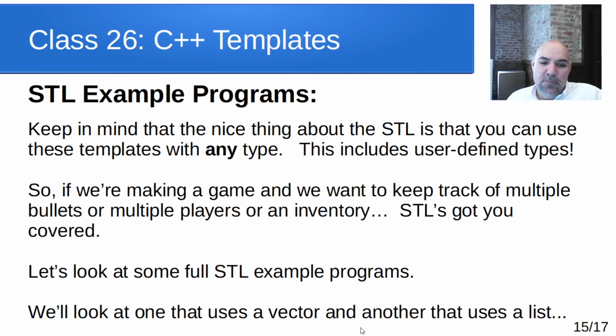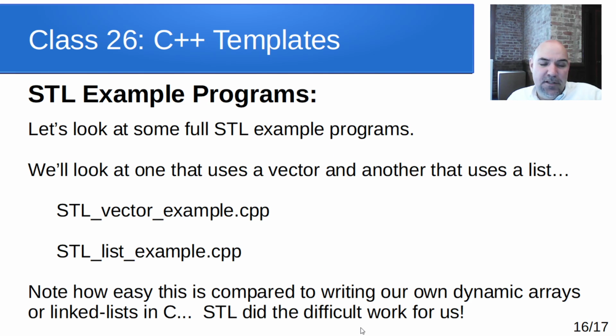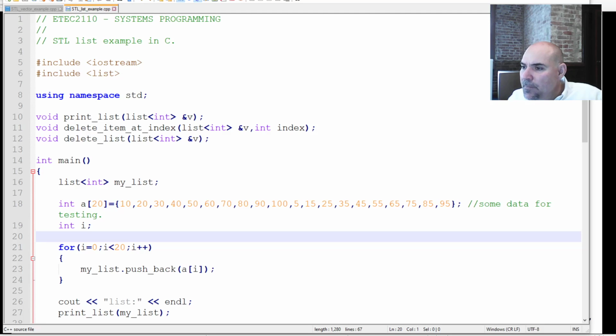So let's look at some full STL example programs, and we're going to look at ones that use both a vector and then another one that uses a list. So what I'm going to do is I'm going to go ahead and switch to the code so you can actually see that code here. So let me actually bring that up in a code editor here. Okay, so let's look at the list example first.